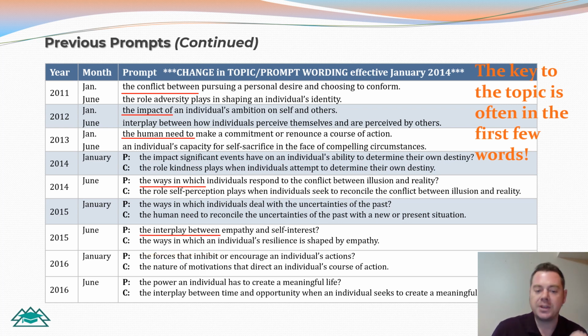And then also the interplay between is another very common beginning to a topic. And this is empathy and self-interest. These interplay topics, you always want to think about them as like gears. It's not just like cause and effect, but rather how are they working together or against each other, influencing one another or whatever, and what's important about that influence.